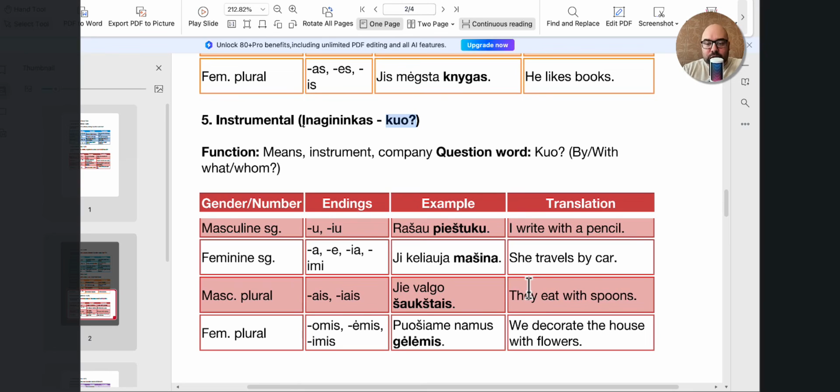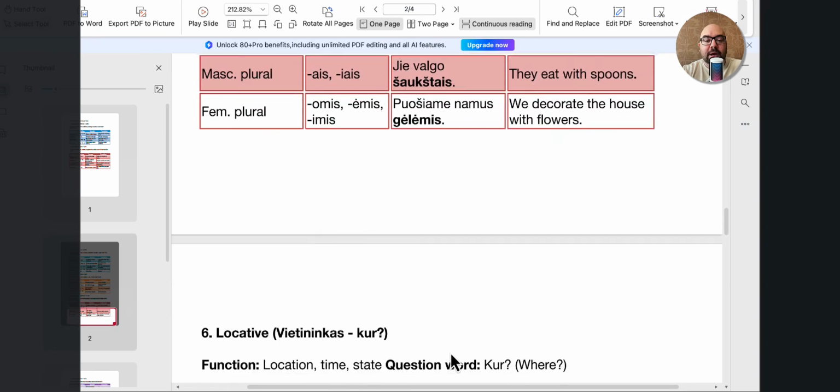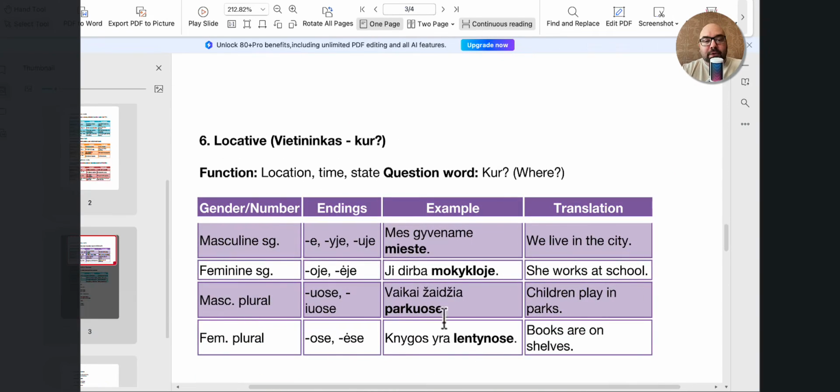Jie valgo šaukštais. They eat with spoons. Puošiame namus gėlėmis. We decorate the house with flowers. Usually when you have the word with in the English language, that is going to be instrumental in Lithuanian, okay? Then we have locative.